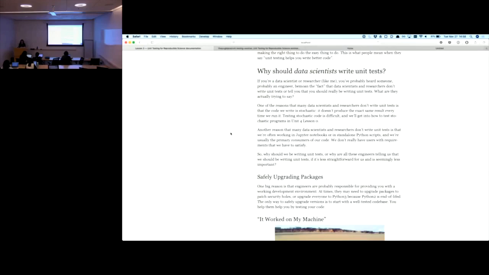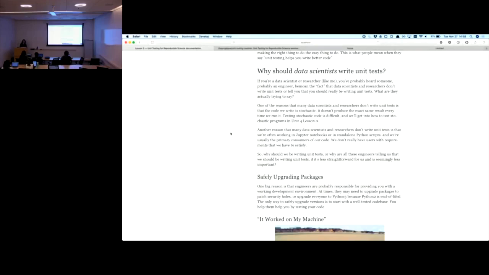And so unit testing kind of assumes that there's one known result that you can test for. And so mapping that onto stochastic programs is a little bit awkward, but at the very end, we're going to talk through how we might go about testing stochastic programs.